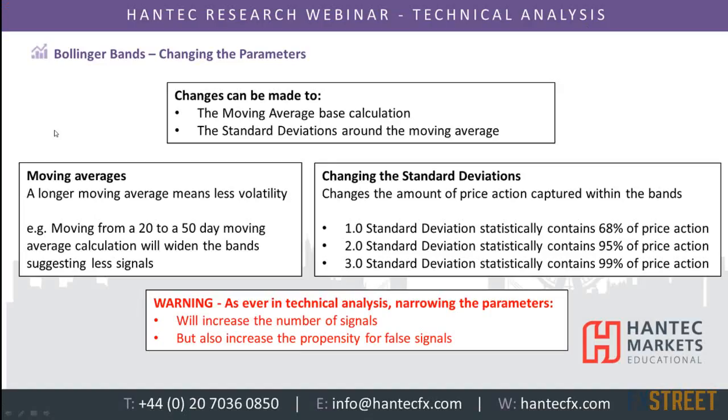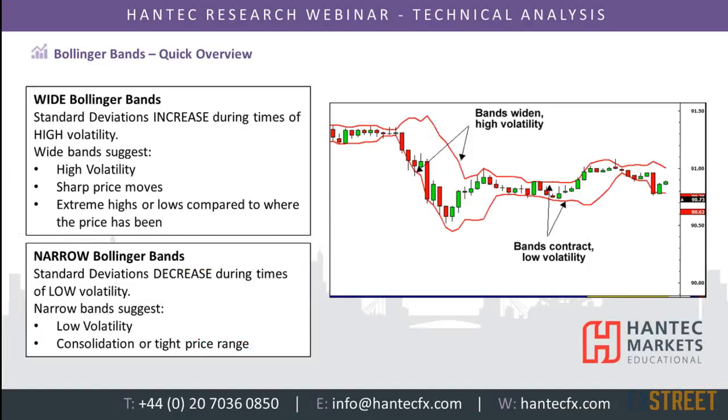Right, so just what do the Bollinger Bands show you? Well, wide Bollinger Bands basically indicate periods of high volatility. You also get sharp price moves and extreme highs and lows compared to the previous price action. Alternatively, you've got your narrow Bollinger Bands, which suggest that the standard deviations are decreasing, or the amount of deviation around the mean is decreasing, and it indicates low volatility and a consolidation in the price. So we've got this little chart here that shows you that.